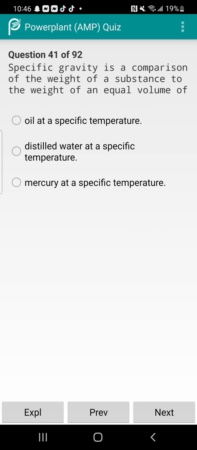Specific gravity is a comparison of the weight of the substance to the weight of equal volumes of distilled water at a specific temperature.